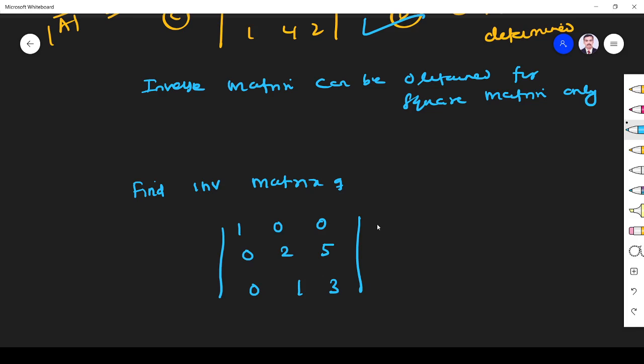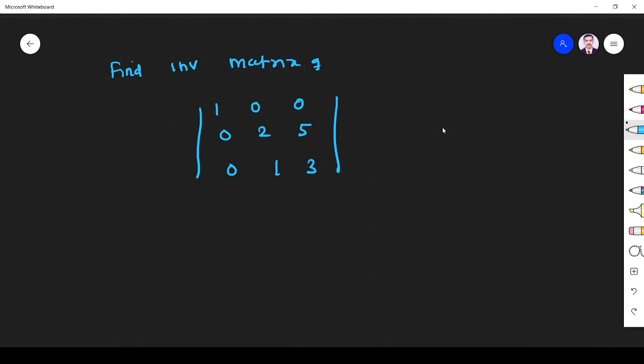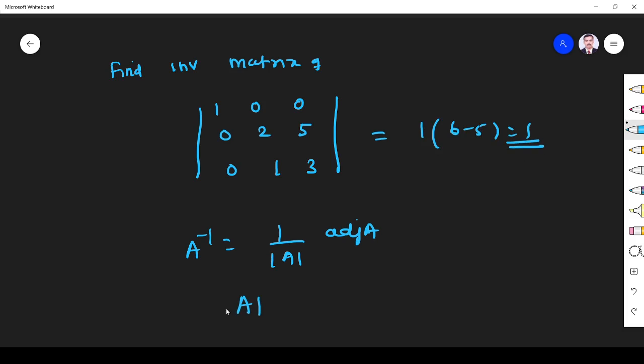Okay. So for that we have to find the inverse matrix. Inverse matrix means, as we know, A inverse is equal to 1 by mod A times adjoint A. Okay, first I find the determinant value. If I find the determinant value, 1 into 6 minus 5, that is 1. So if the determinant value is plus or minus 1, then the matrix is known as an orthogonal matrix. That we know already.